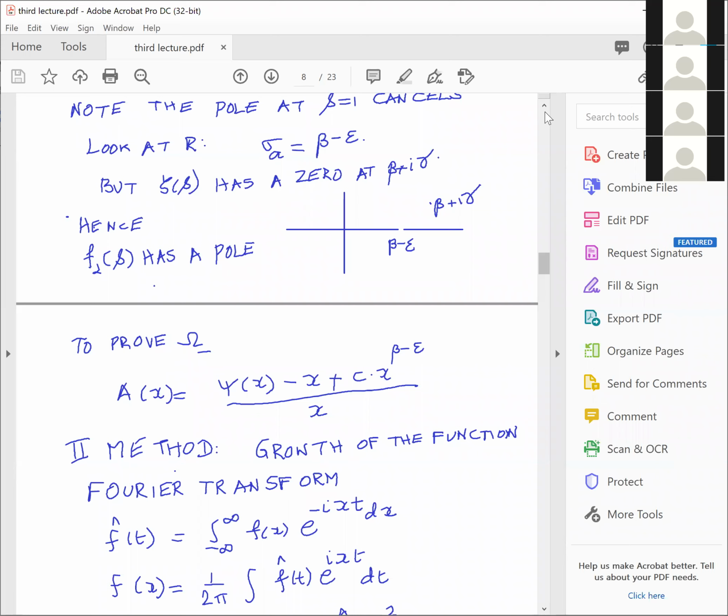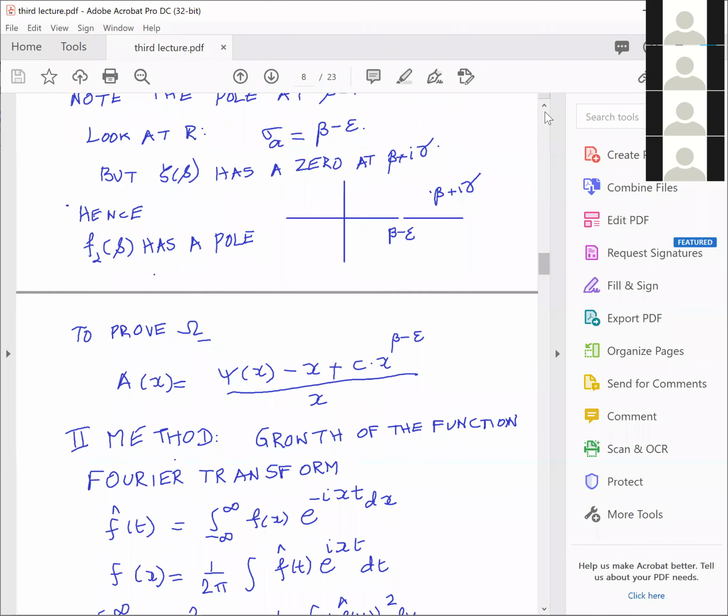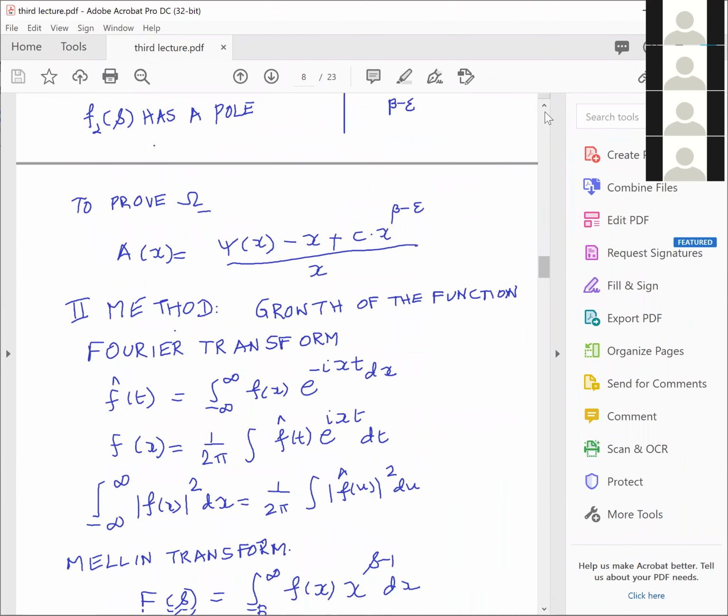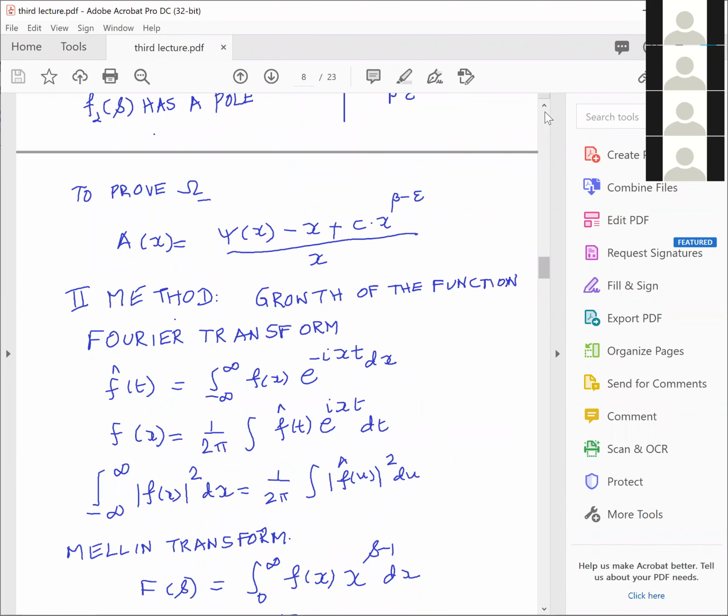I am not very sure as far as the constants are concerned whether I have written them correctly, because I always have this difficulty when writing Fourier transforms of putting the correct constant. But anyway, you have a Fourier transform, which is f hat(t) equal to the integral from minus infinity to plus infinity of f(x) e^(-ix) dx. And then you have an inverse Fourier transform, which is f(x) equal to 1 over 2 pi times the integral of f hat(t) e^(ix) dt.